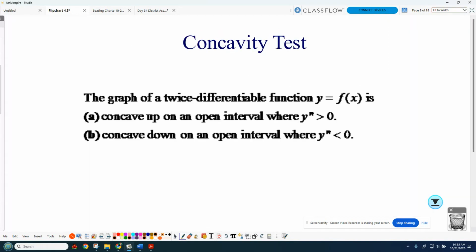Something's concave up, Lily said this a moment ago, if the second derivative is positive. This is y double prime, and it's concave down if y double prime is less than 0. AP will ask softball questions, like, how do you know it's concave up? The second derivative is positive there. So you need to be able to justify things.